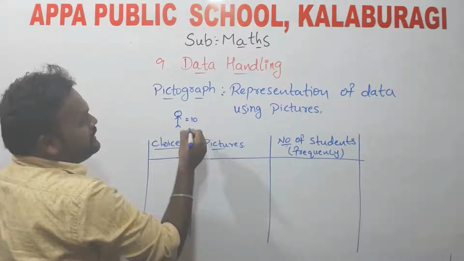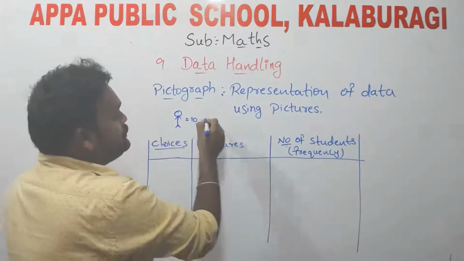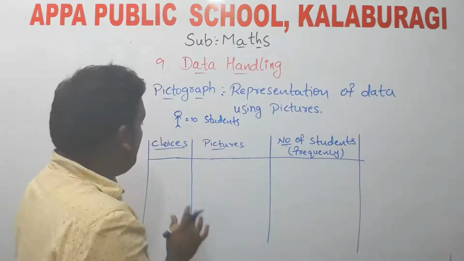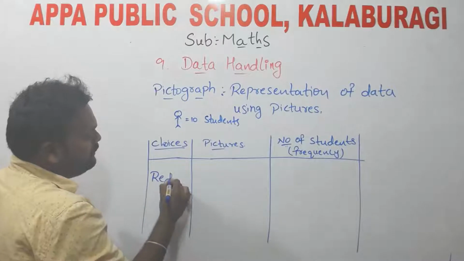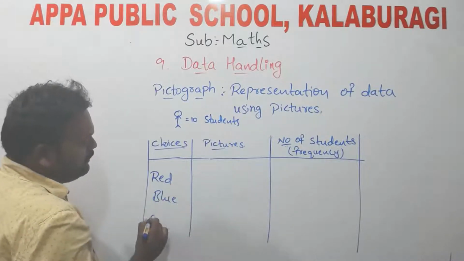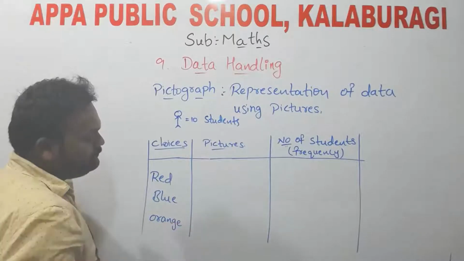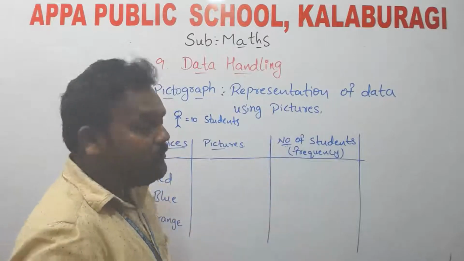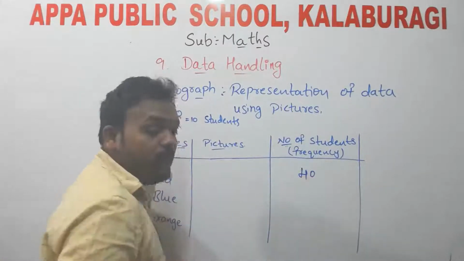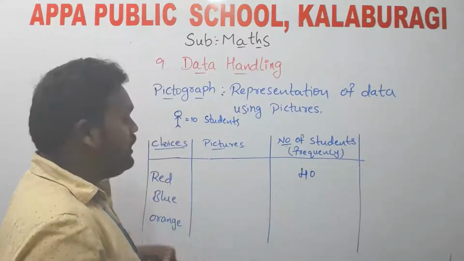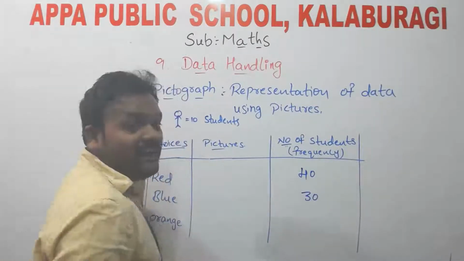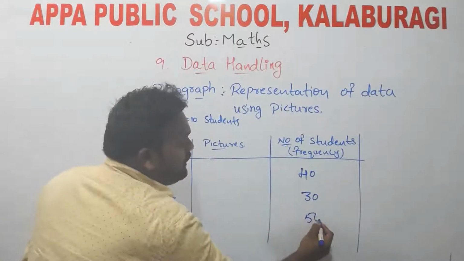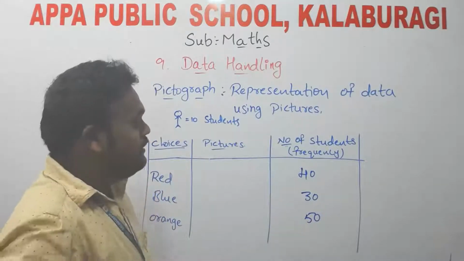So this picture represents 10 students. For example, I'm telling you now the choices. For example, red color, next blue color, next orange. Now, how many students like the red color? For example, I will write 40. 40 students like the red color. Then blue color means 30 students like the blue color. Next is orange. For example, 50. 50 students like the orange color.